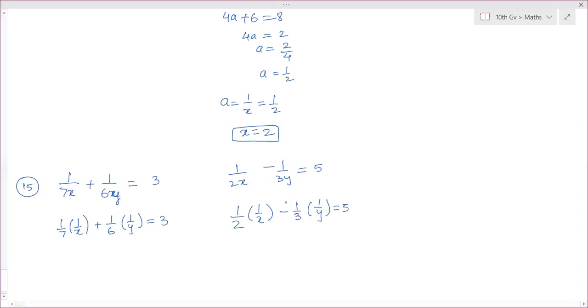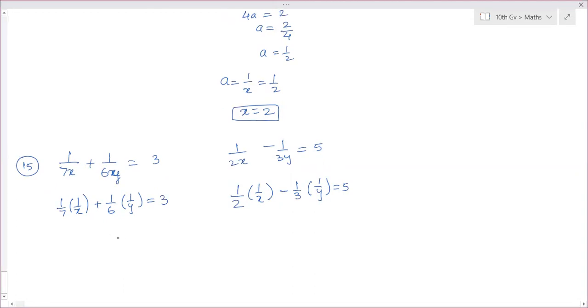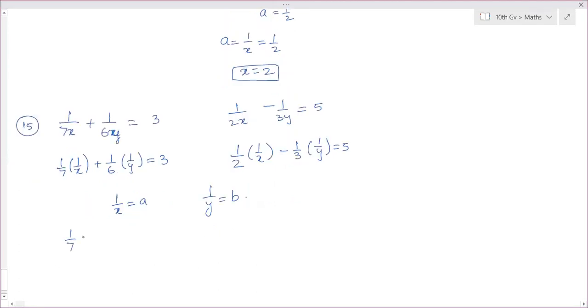So we have to consider 1 by x as one variable and 1 by y as another variable. 1 by x is equal to a and 1 by y is equal to b. So the equation will become 1 by 7 a. Here is where students make the mistake. When you are considering only 1 by x as a, not 1 by 7 also, students write 7a directly. This is the main mistake that most students make. So 1 by 7 will remain as it is, for that we are not considering any variable. Only 1 by x will become a. Right? Clear?